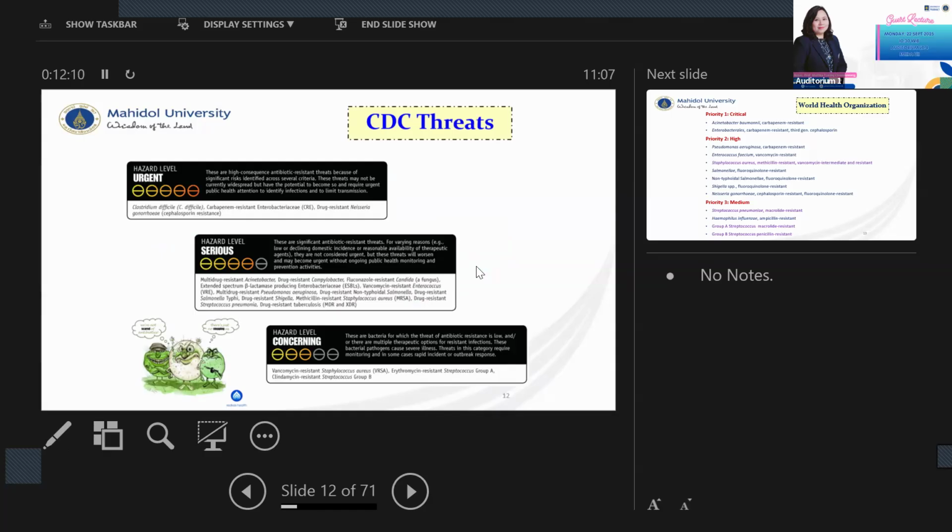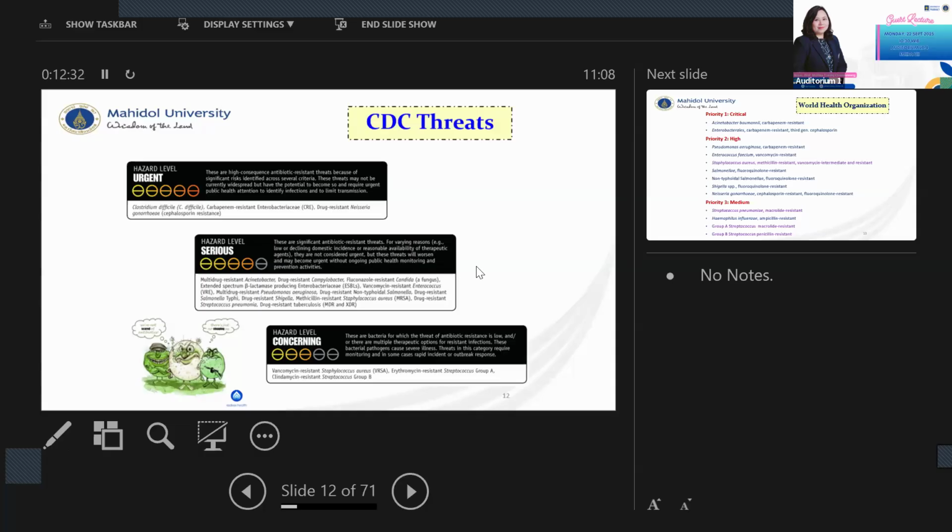CDC also classifies the types of AMR pathogens into 3 categories. They call them urgent, serious, and concerning. And CDC is in Atlanta in the US, so they focus more on pathogens. And you can see the urgent threat is Clostridium.